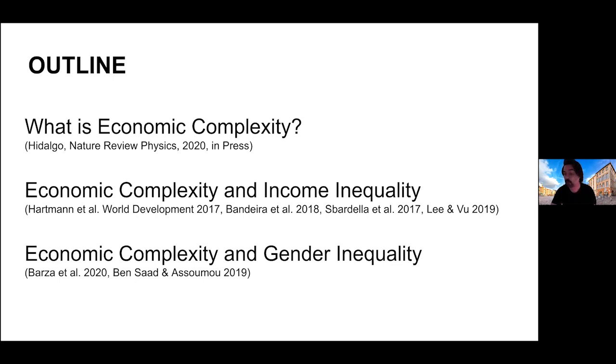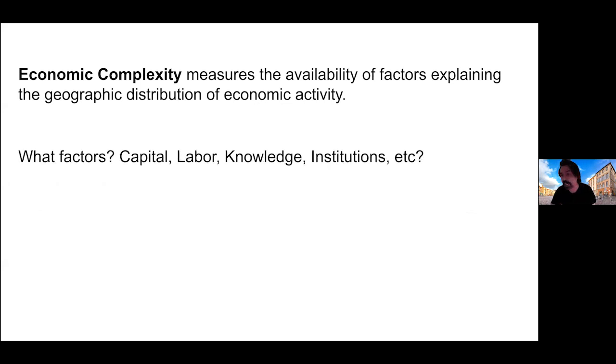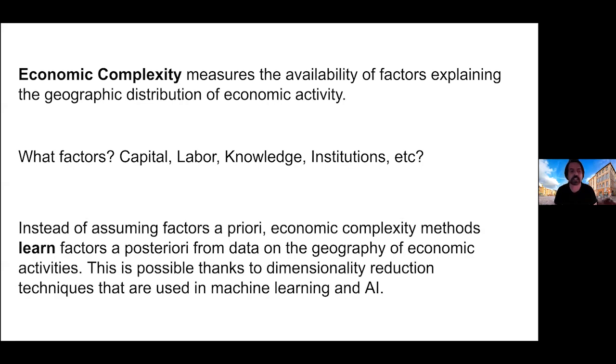complexity and how it relates to production functions, which are the traditional way in which we look at things in economics. So economic complexity measures try to measure the availability of factors explaining the geographic distribution of economic activity. Now you might ask yourself, well, what factors? Capital, labor, knowledge, institutions, what? But instead of assuming these factors a priori, what we try to do is to learn these factors a posteriori from data on the geography of activities.